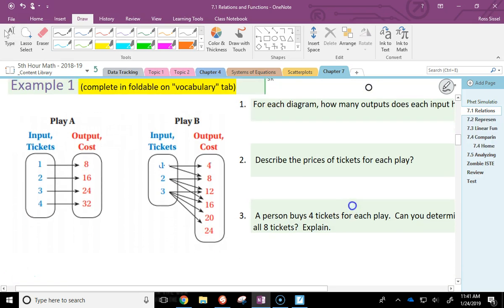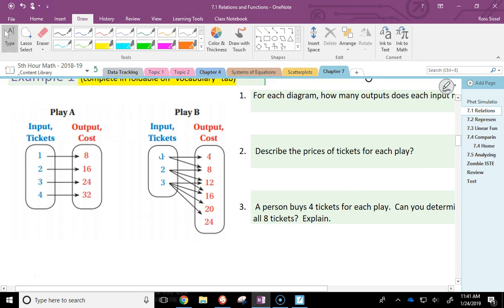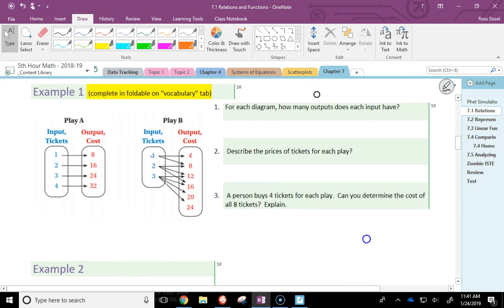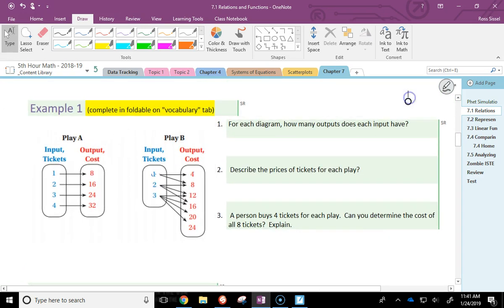In our example, you are going to work on this together. The first one, we have 2 plays, play A and play B. For each diagram, and this is one that I think we make little mistakes on, how many outputs does each input have? Not how many outputs there are, but how many outputs are there for each input? So you're going to have 2 answers on this. We're going to say for play A and play B. So let's look at just play A for now.